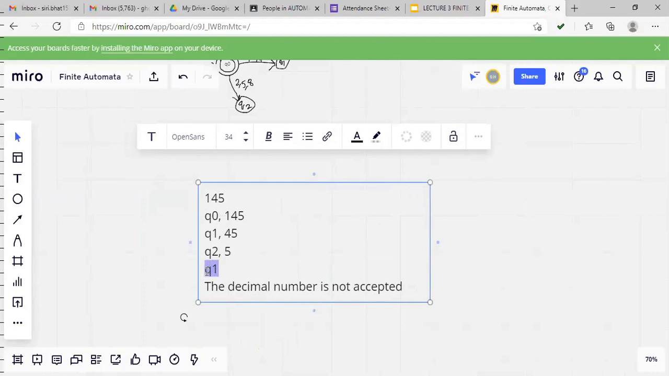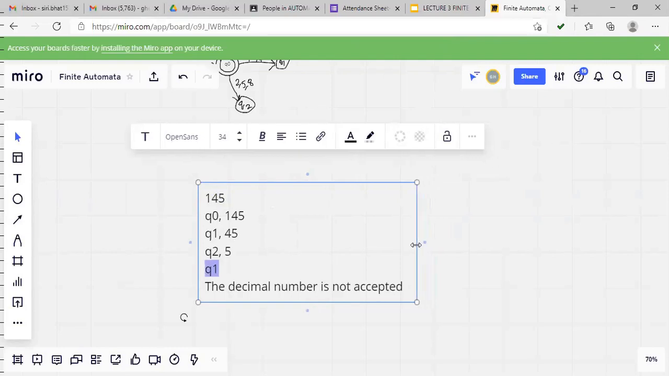Is this right? Is the remainder 1 when the number is divided by 3? If you divide it, is the remainder 1? See, it stops at Q1. Q1 we have represented as remainder 1, right? If this is right, then we can say that our machine, whatever we have designed, is right.